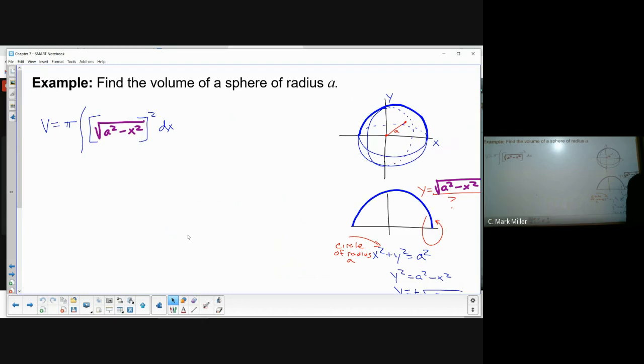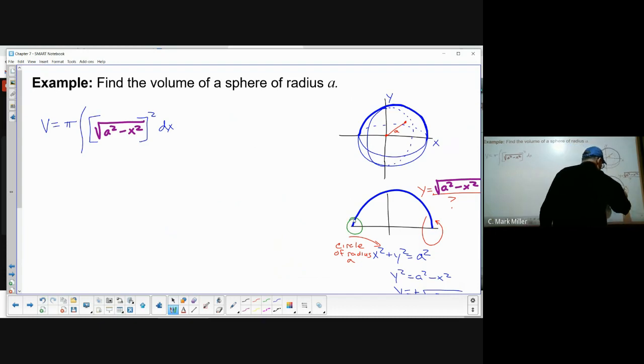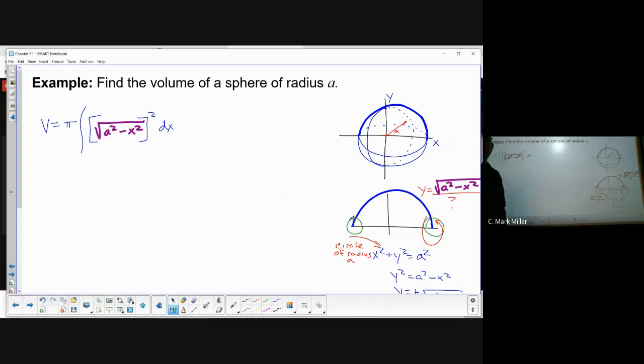What are our bounds? Our bounds are the bounds on this. What values of x are represented in the segment that gets rotated? So, what is this point and what is that point? I'll give you a hint. It's not 1. It's not 1 and minus 1. What's the radius of our circle?